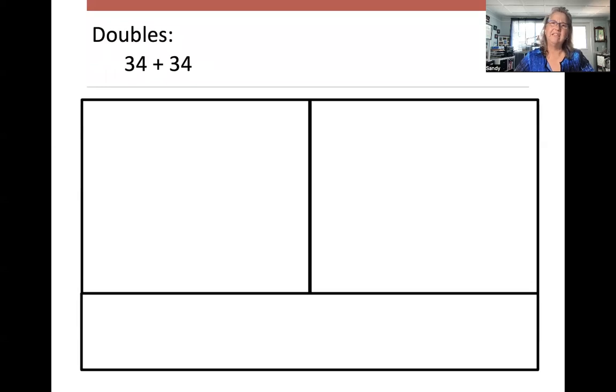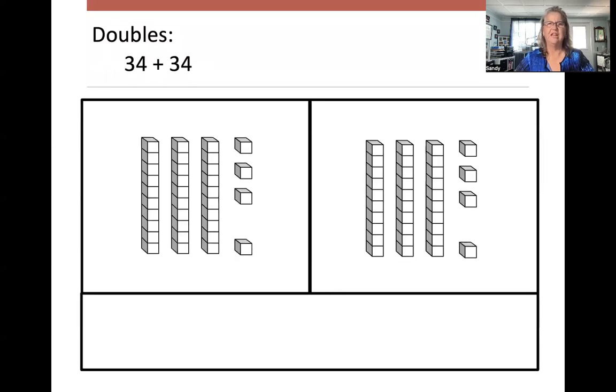Now, doubling is another strategy, and I'm going to go back to the part total chart, and I can show you 34 doubled. But notice how this is represented as double 30 and double 4. I can look at this also as multiplication, right? So if your child's in grade 2, they'll see the addition version. As they move into grades 3 and 4, they'll see the multiplication version.